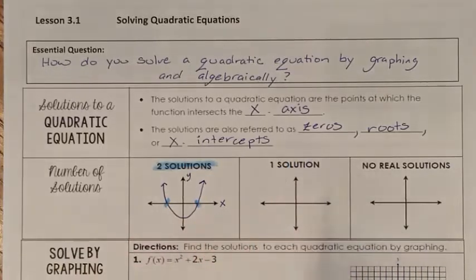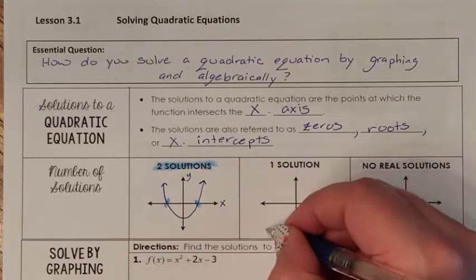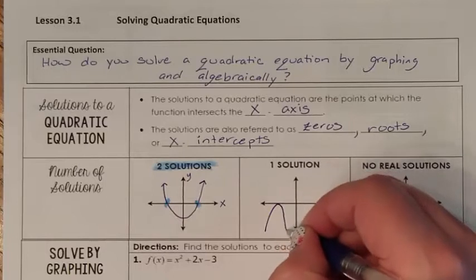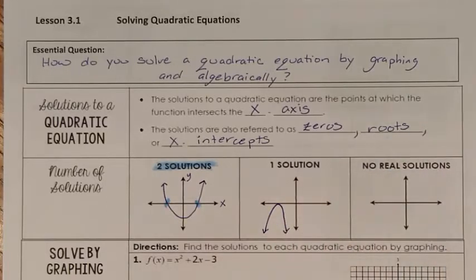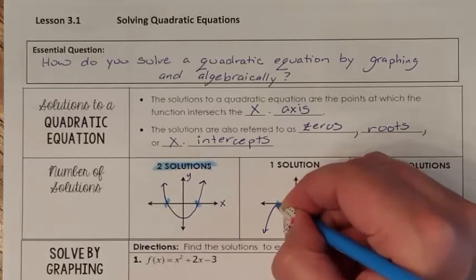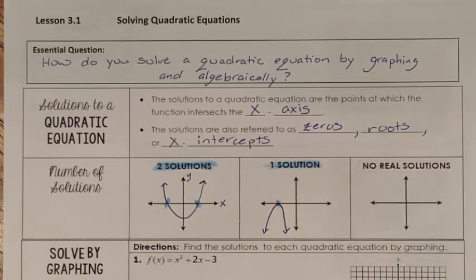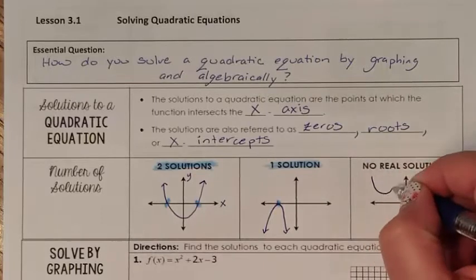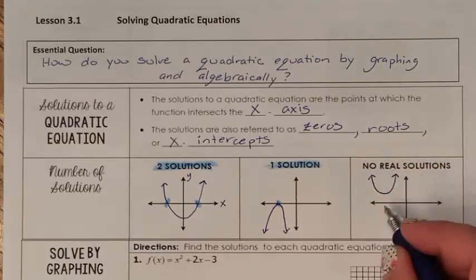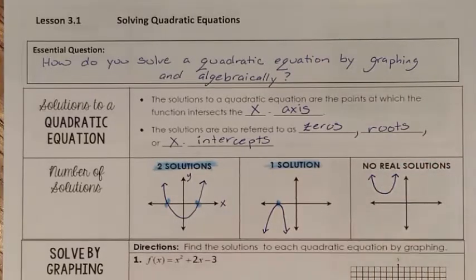Well, what if I only wanted to cross the x-axis once? If you touch it and then run away, you cross the x-axis once, and you cross it right here. That is one solution. Well, what if we had no solutions? If you have no solutions, then it does not cross the x-axis at all. It does not touch it, and so you have no solutions.